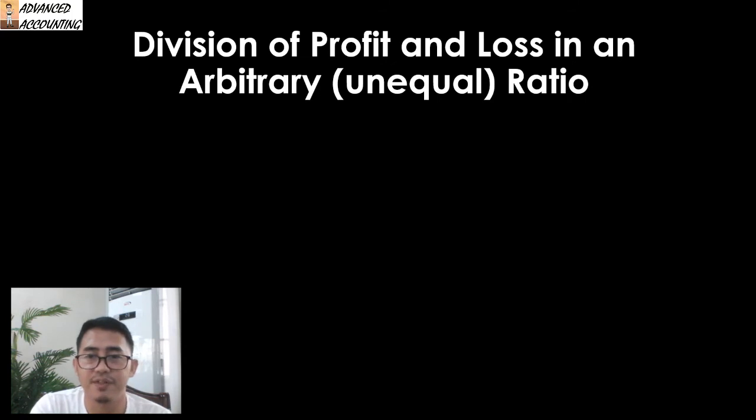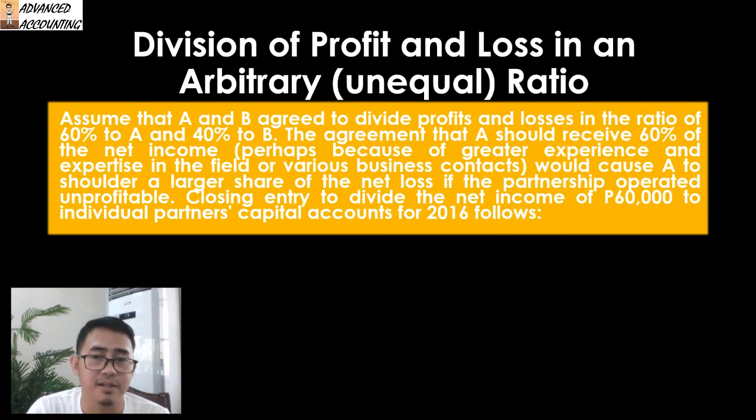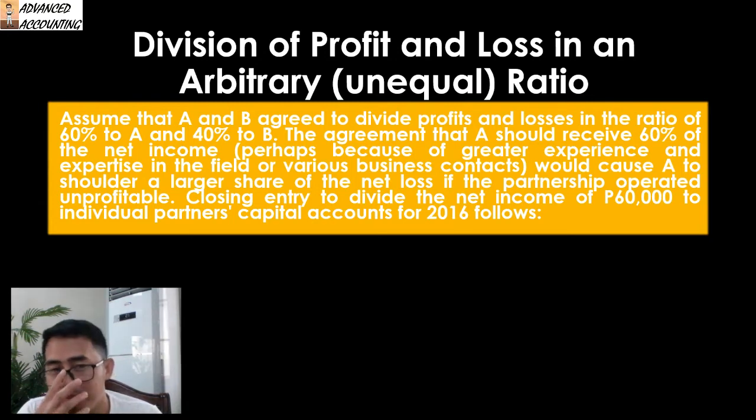Okay, division of profit and loss in an arbitrary or unequal ratio. So in this case, it is not equal. If the division of profits and losses is unequal, that manner of division should be stipulated in the partnership agreement. Let us assume that A and B agreed to divide profits and losses in the ratio of 60% to A and 40% to B.